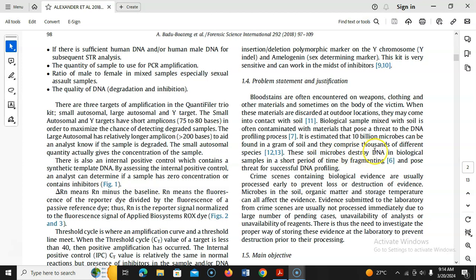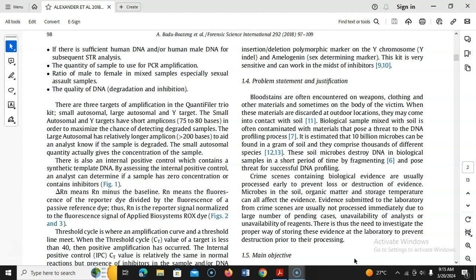It is estimated that 10 billion microbes can be found in a gram of soil, and they comprise thousands of different species. These soil microbes destroy DNA in biological samples in a short period of time by fragmenting it, and pose a threat to successful DNA profiling. Now, crime scenes containing biological evidence are usually processed early to prevent loss or destruction of evidence. Microbes in the soil, organic matter, and storage temperature can all affect the evidence.